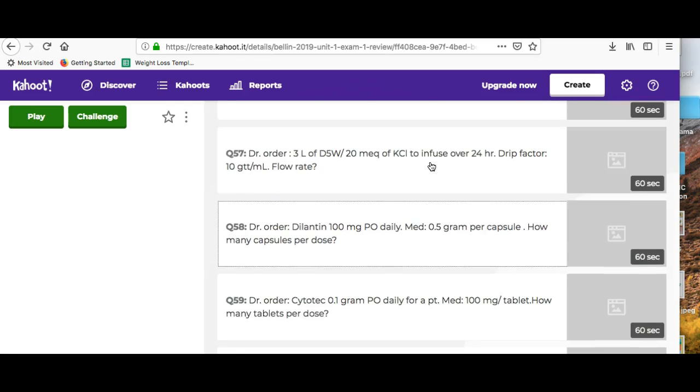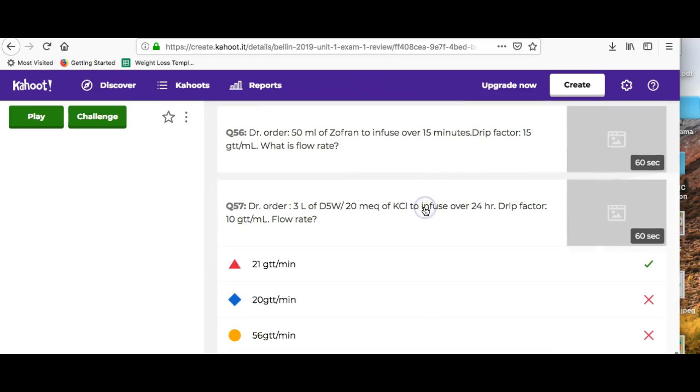Again, like here, now this you would have probably not encountered a problem such as this. But again, look at the units. The answers are in GTT per minute, right? So you've been given 3 liters, which is 3,000 ml, to be infused over 24 hours. So 24 times 60, because you need to convert the hours into minutes. So that's 1,440 minutes. So 3,000 divided by the 1,440 minutes will give you mL per minute.